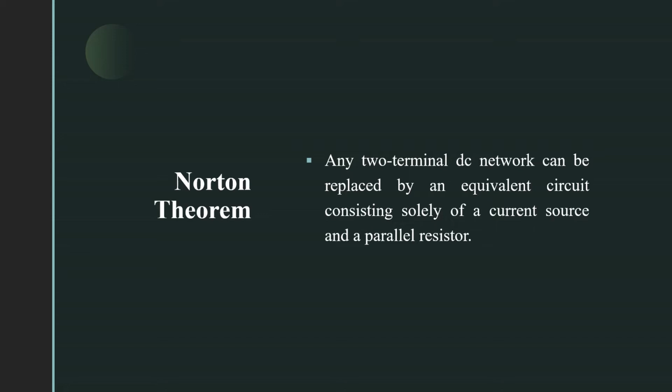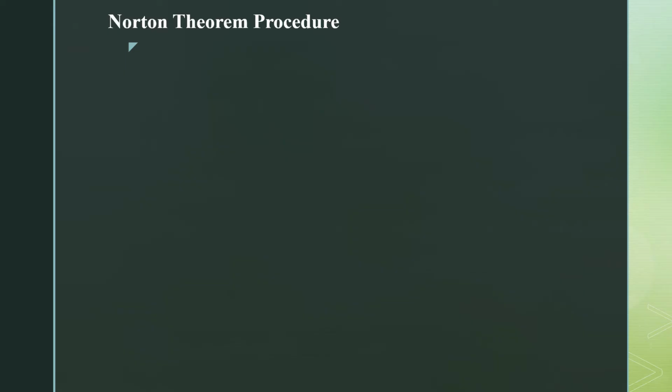The difference between Thevenin and Norton is that Thevenin deals with a voltage source and a series resistor, but in Norton theorem we are dealing with a current source with a parallel resistor. Now let's see the procedure for applying Norton theorem to any electrical circuit.